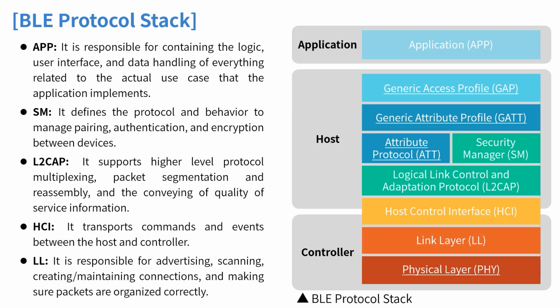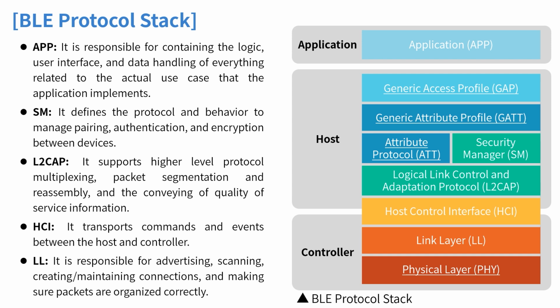The second is the link layer. It is responsible for advertising, scanning, creating or maintaining connections, and making sure packets are organized correctly. The third is the host control interface. It transports commands and events between the host and the controller. The fourth is the logical link control and adaptation protocol. It supports higher-level protocol multiplexing, packet segmentation, and reassembly, and the conveying of quality of service information.